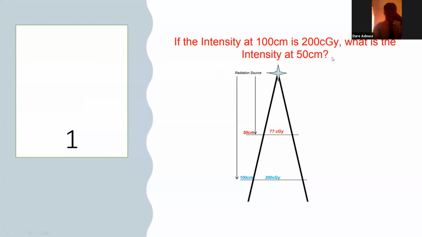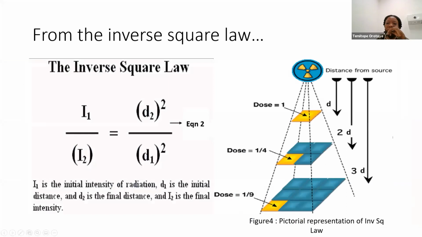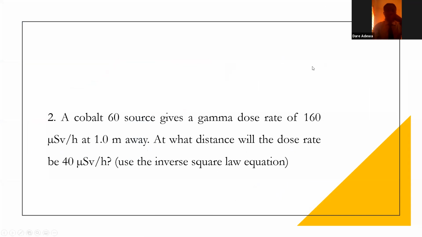Thank you. The second question, please. It says a cobalt 60 source gives a gamma dose rate of 160 microsievert per hour at 1 meter away. At what distance would the dose rate be 40 microsievert per hour? We are still using the inverse square law equation. So you have your intensity and you have your distance. That's the formula again.